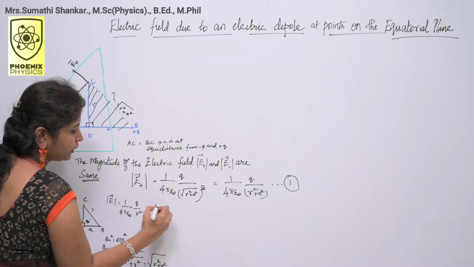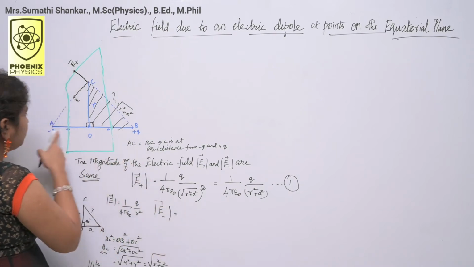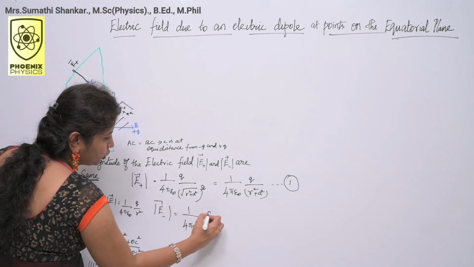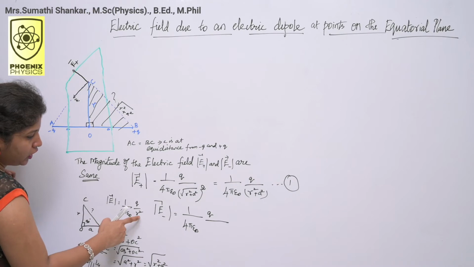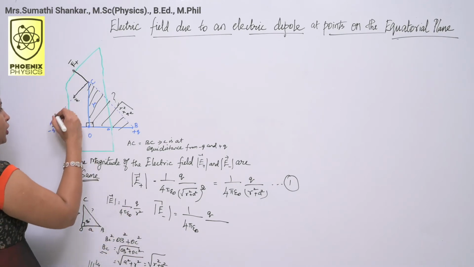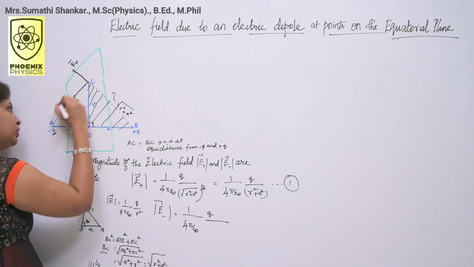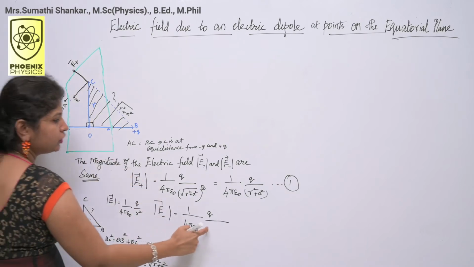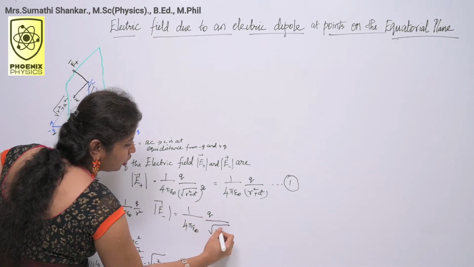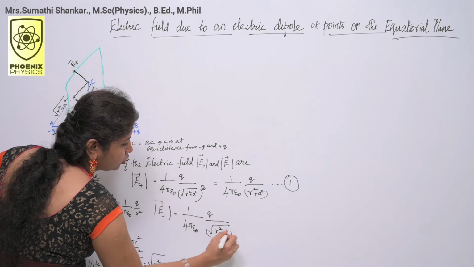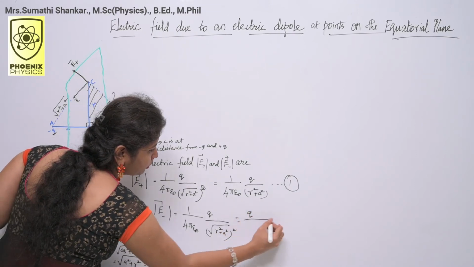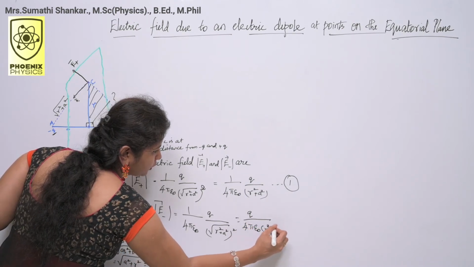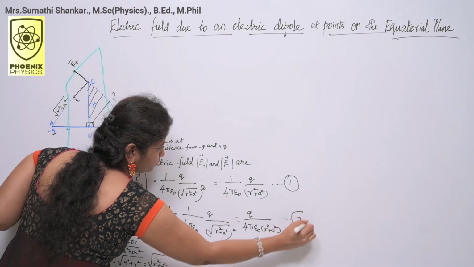The magnitude of electric field due to minus Q charge is the same formula only: 1 by 4 pi epsilon naught Q by r squared. Here what is r? The distance between minus Q to C. So this one is r squared plus a squared. So instead of this you can write the square root of r squared plus a squared, the whole squared. So the final answer is Q by 4 pi epsilon naught, r squared plus a squared. This is my equation 2.